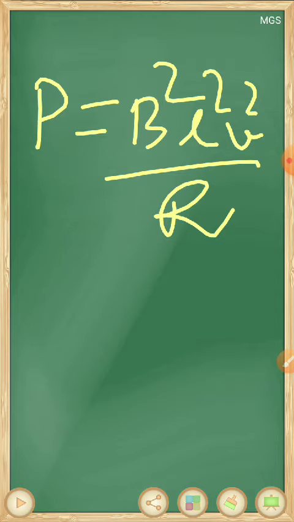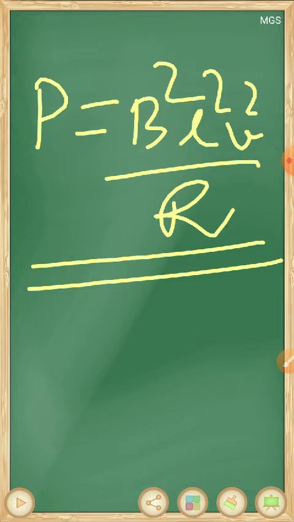So this much power an external agent has to apply on the rod in order to move it with a constant velocity v inside the magnetic field.